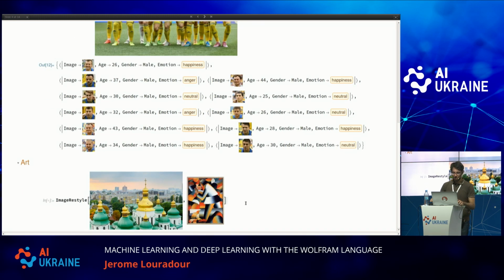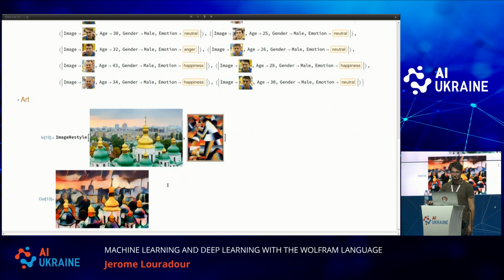So we can do art also. Here, for example, I have a picture of Kiev and a drawing of Malevich, and I want to redraw the picture of Kiev in the style of Malevich. So we have a function like this, image restyle, which is also based on state-of-the-art neural networks. I forgot to demo a cool thing also.